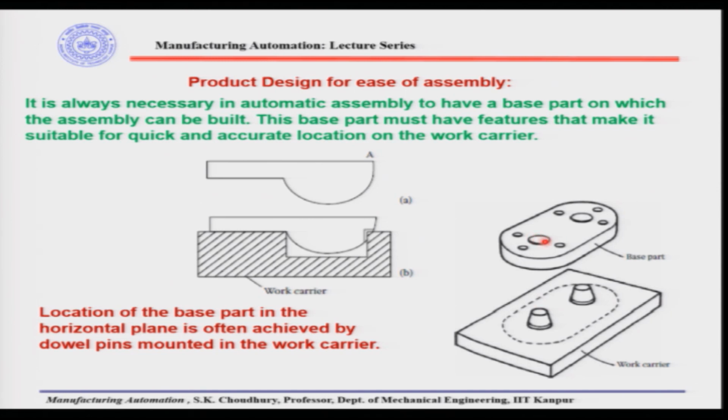In that case, the base part can be located with respect to these holes as well, and that is very important, because some screws or some rivet goes in this. So, they have to be located properly with respect to the axis in this direction, and that can be done by putting the base part on the dowel pin.